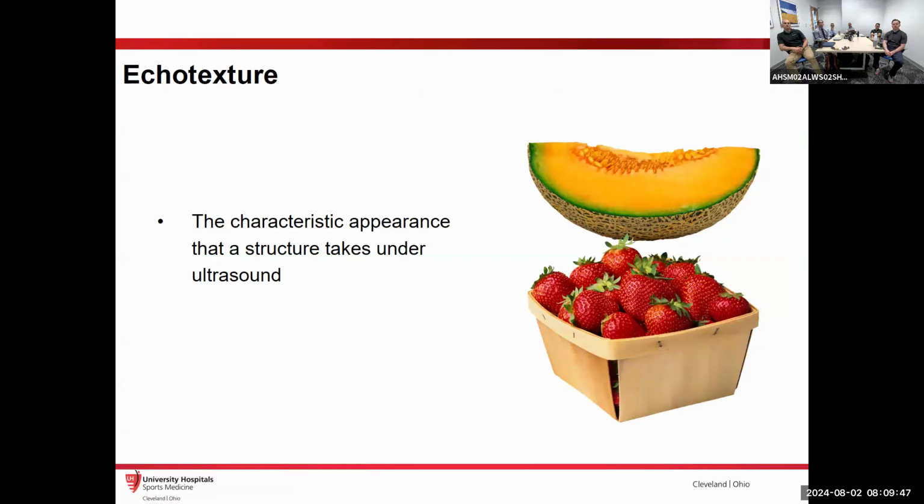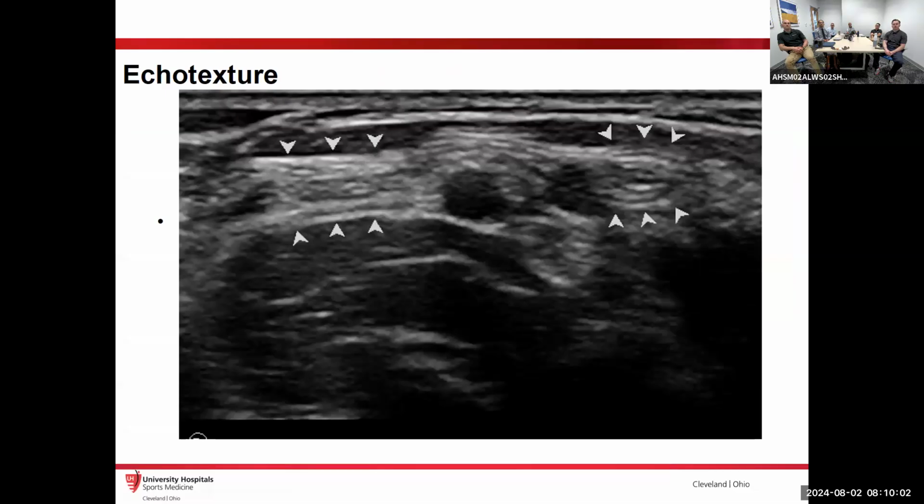Echo texture, I think I've beaten that horse dead at this point, so we'll move on to echo texture. People like to equate things in medicine to food, but with echo texture you can kind of see the difference in grayscale, because that's what we're looking at. All right, so the echo texture of a vein, of a tendon, versus a nerve.